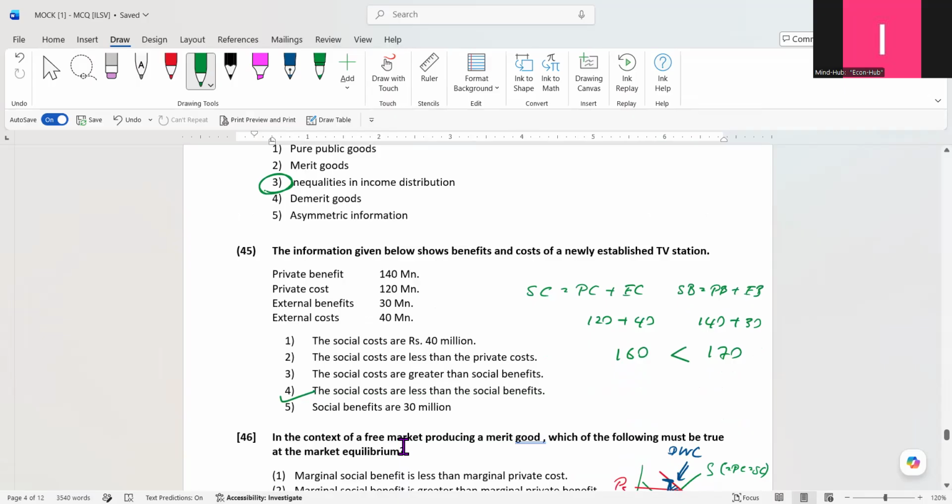45. The information given below shows benefits and costs of a newly established TV station. To answer the question, we should identify the social cost and social benefit of this TV station. Social cost is PC plus EC, that is private cost plus external cost. Social benefit is PB plus EB, private benefit plus external benefit. So 120 plus 40, 160, is the social cost. 140 plus 30, 170, is the social benefit. Social benefit overrides the social cost. It's more than the social cost. Correct answer number 4.